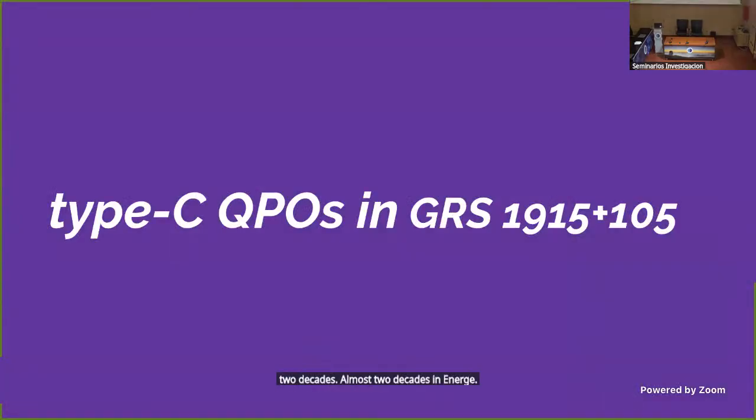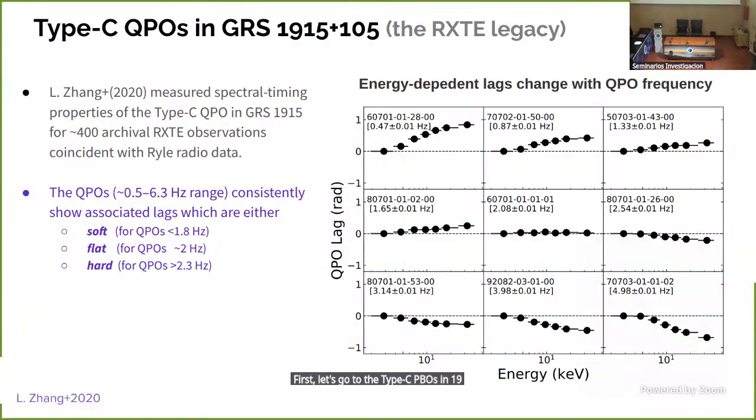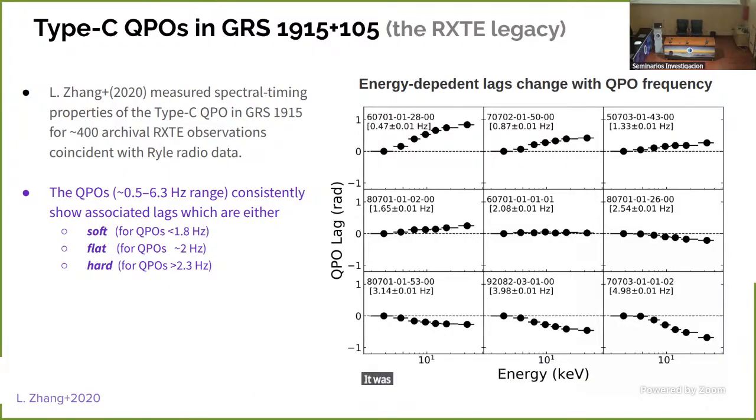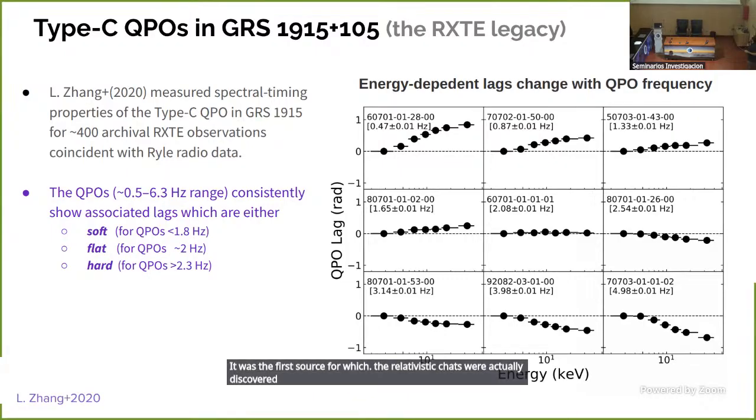So let's focus on just 2 results. First, let's go to the type C QPOs in 1915. I've become more technical now, sorry, but 1915 is one of the archetypical microquasars, the first source for which relativistic jets were actually discovered, in the 90s.